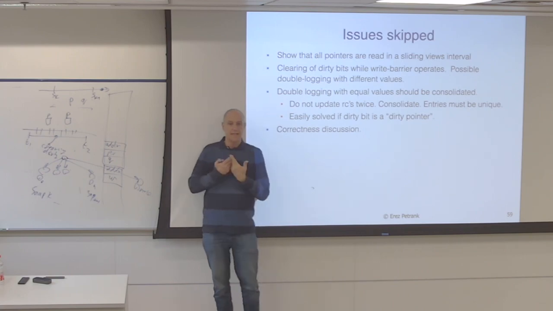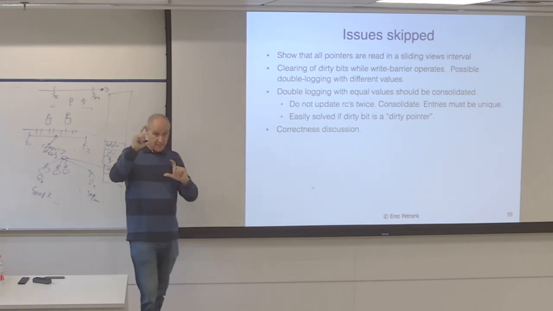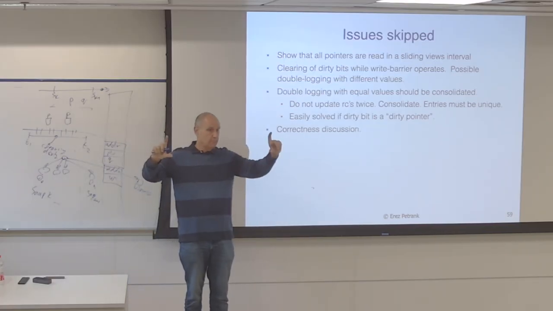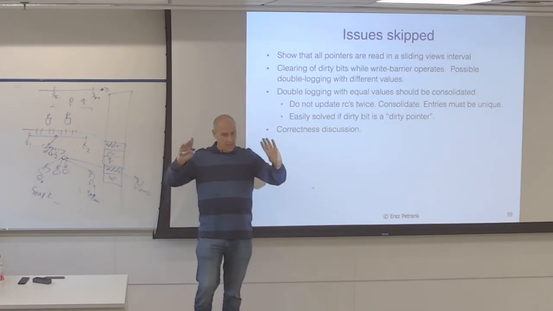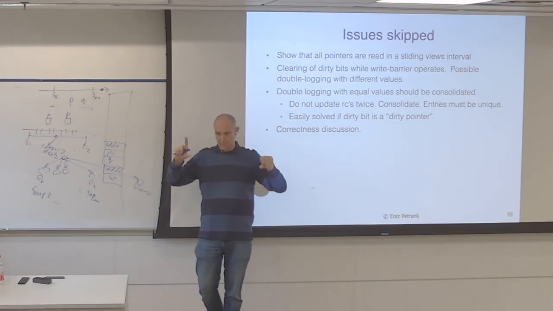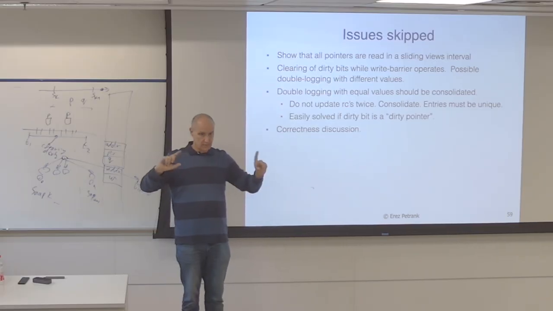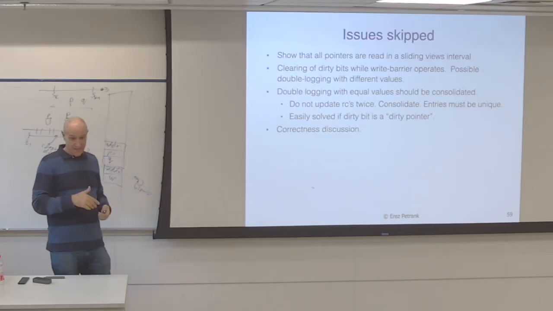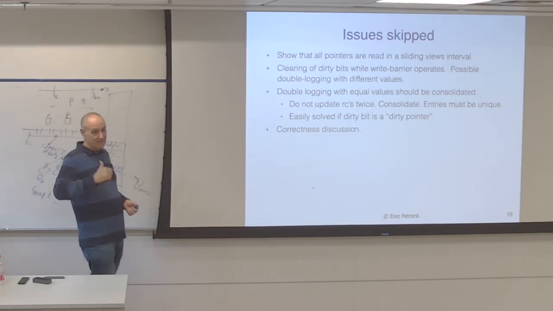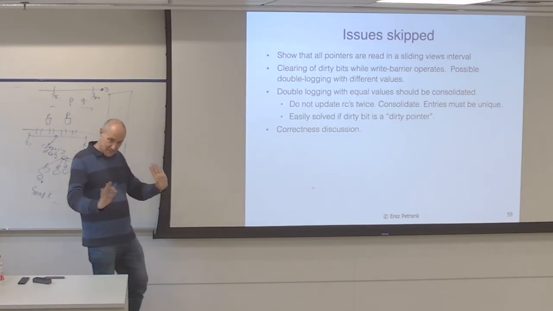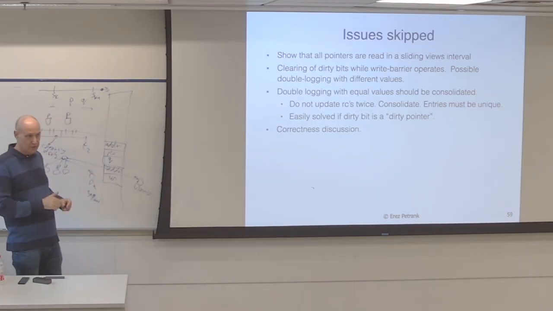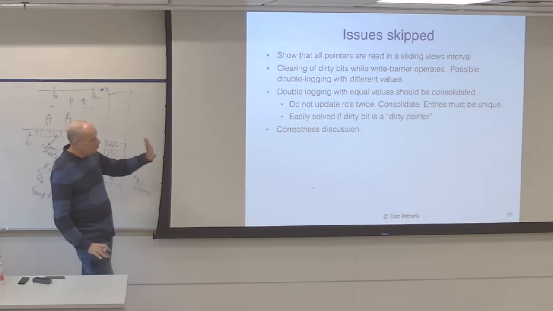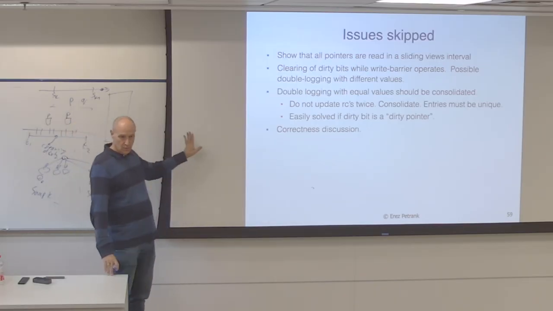So even if I double log like last time with the same value, if I have two threads that have entries for the same pointer and they're the same, I need to only one time decrement and increment the reference count for that. I have to be sure that I don't do it twice, because if, for one change of a pointer, I decrement twice and increment twice, my reference counts will not be correct. And so I need to only use one entry for each object.